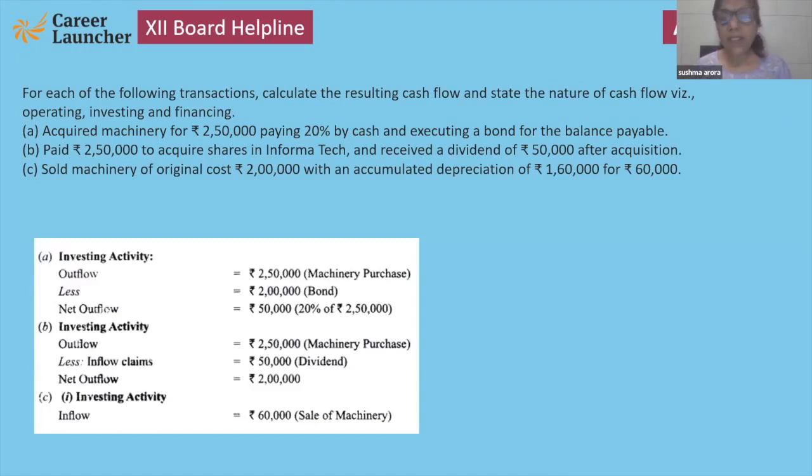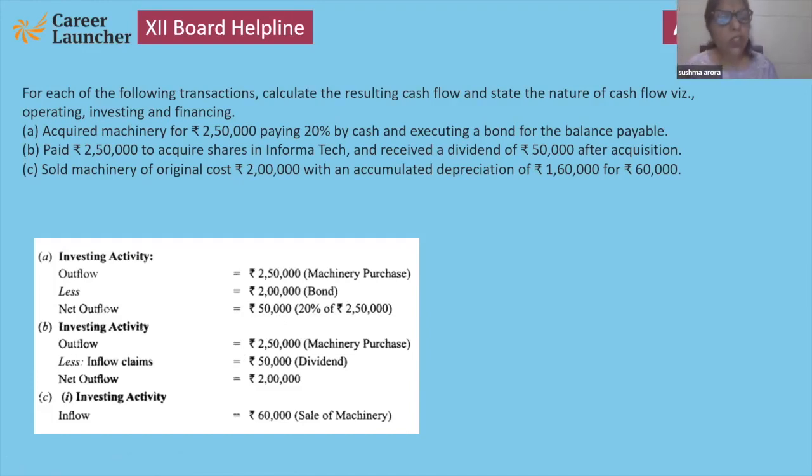Next, see the question. Very easy way. First activity, acquired machinery. Acquired means purchase. So 2,50,000 is outflow. Now 20% by cash. It means 2,50,000, 20% is 50,000. And in executing a bond, bond means for 2 lakh they are giving some bond or shares. So that is consideration other than cash. So what is the actual outflow here? Net outflow is 50,000. Children, please be careful about that.